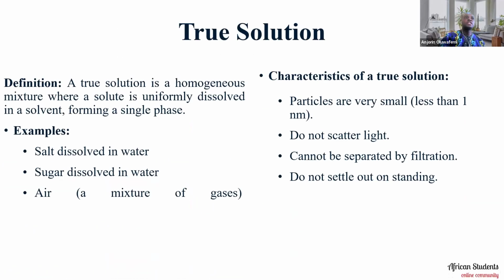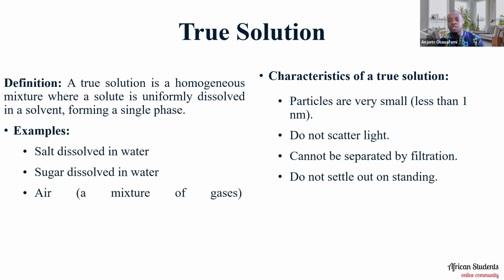Now, the next thing we want to look at is the true solution. A true solution is a homogeneous mixture where a solute is uniformly dissolved in a solvent, forming a single phase. Examples of true solutions include salt dissolved in water, sugar dissolved in water, and air, which is a mixture of gases.